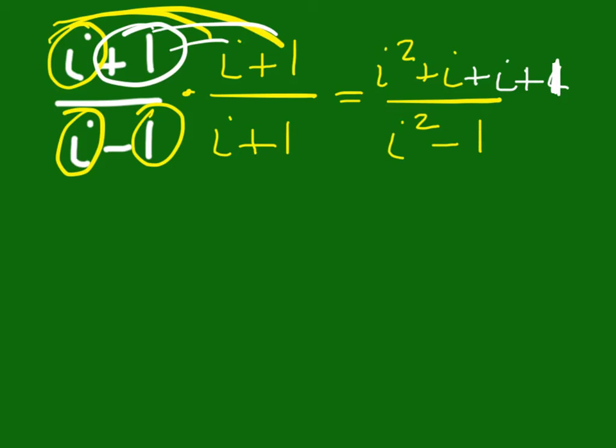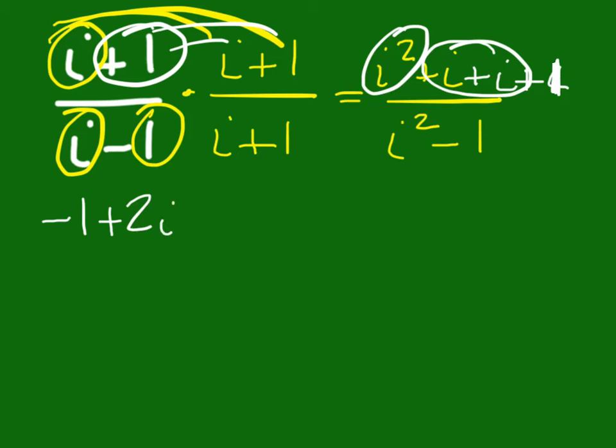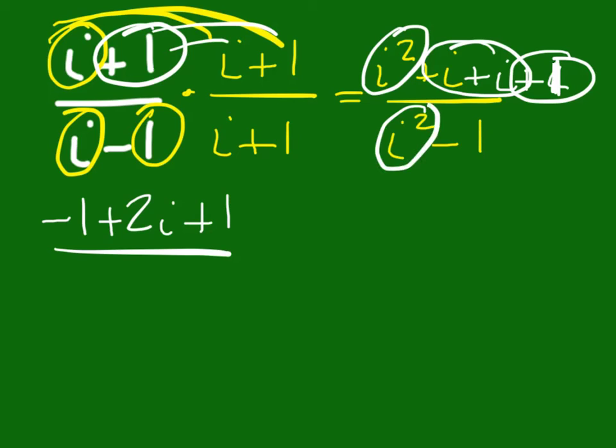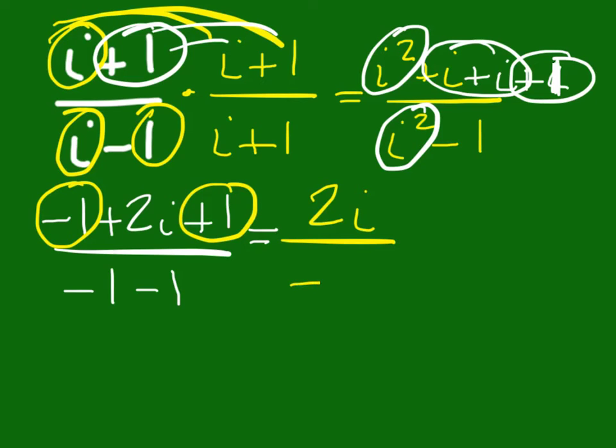Now, once you get to this point, you have to simplify. You have an i squared here and here, and you have 2 i's. You can add those together. So on the top, we have i squared, that's a negative 1. We have i plus i, that's 2i. And then we have that plus 1 on the end. On the bottom, we have an i squared, which is negative 1, and we're subtracting 1 from it. Go back to the top and notice that you have negative 1 plus 1. They just cancel out. That's a 0. So you're left with 2i on the top and a negative 2 on the bottom.